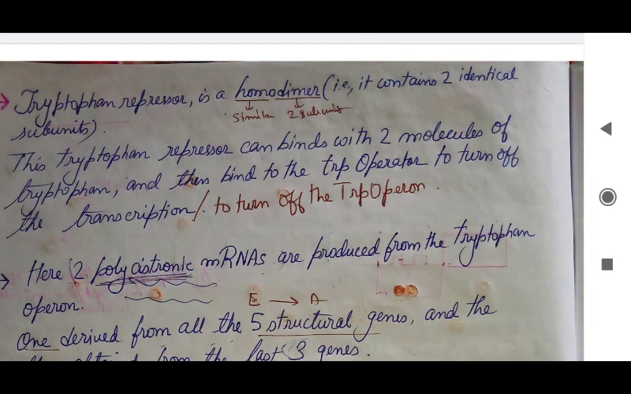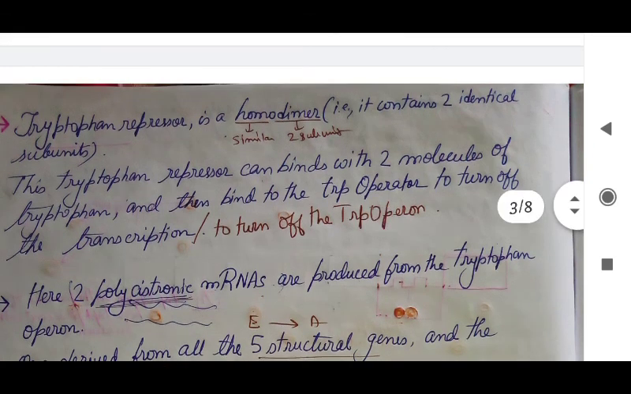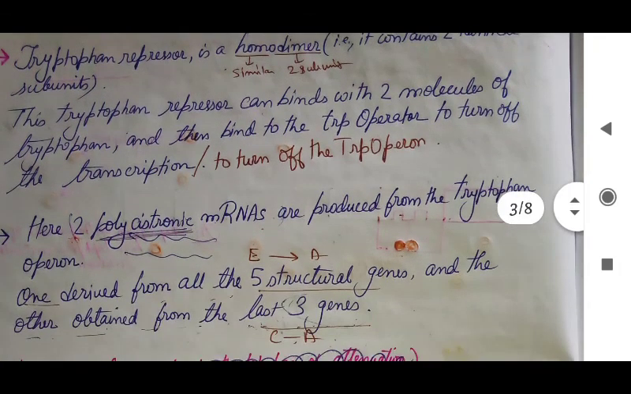So it is a dimer, right? Homodimer means it contains two identical subunits. And this tryptophan repressor can bind with two molecules of tryptophan, which will ultimately bind to the TRP operator to turn off the transcription of the TRP operon.